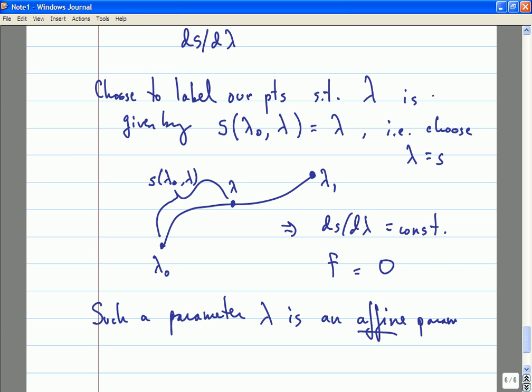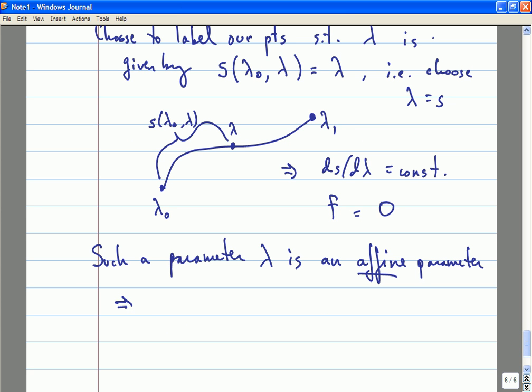And with such a choice of parameter, the geodesic equation takes the very simple form: x double dot mu plus gamma mu nu rho x dot nu x dot rho is equal to 0. And this is the geodesic equation for an affine parameter. And this is the form of the geodesic equation which is simplest to use in most circumstances. There might be some special circumstances where the differential equation which appears in the geodesic equation would be easier to solve using a different parameter. But by and large, this is the simplest version of the geodesic equation.